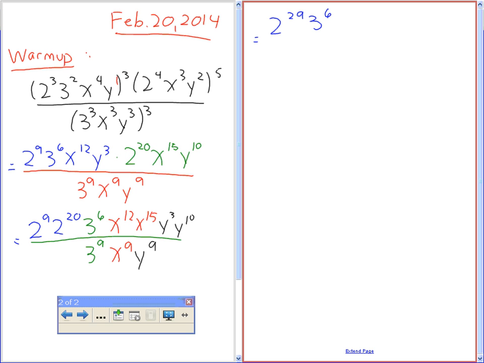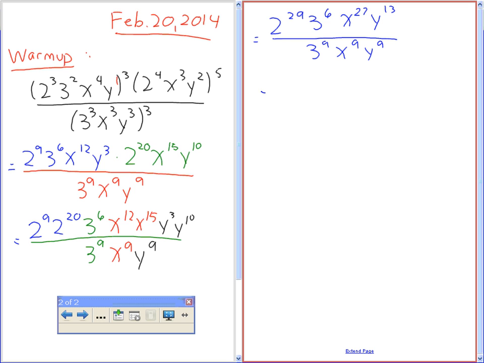That's okay, right? So just think, since we're multiplying these and they have the same base, we just add the exponents. So this is just going to be 12 plus 15. Oh, okay. So this is just going to be x to the 27. And then y to the 13, right? Divided by 3 to the 9, x to the 9, y to the 9.